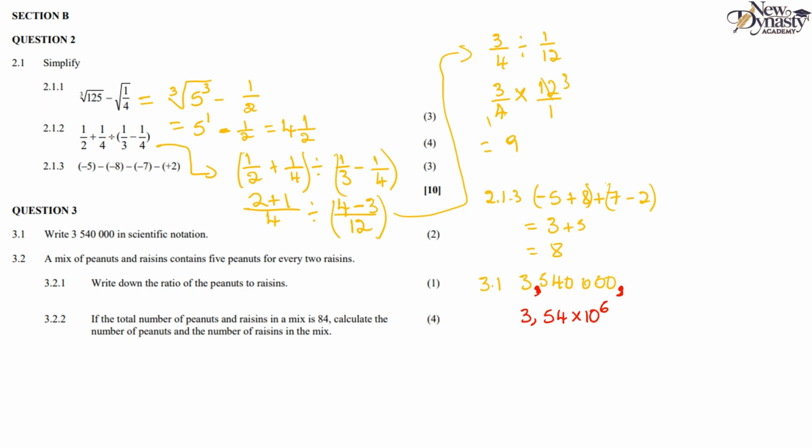A mix of peanuts and raisins contains 5 peanuts for every 2 raisins. So for 5 peanuts for every 2.